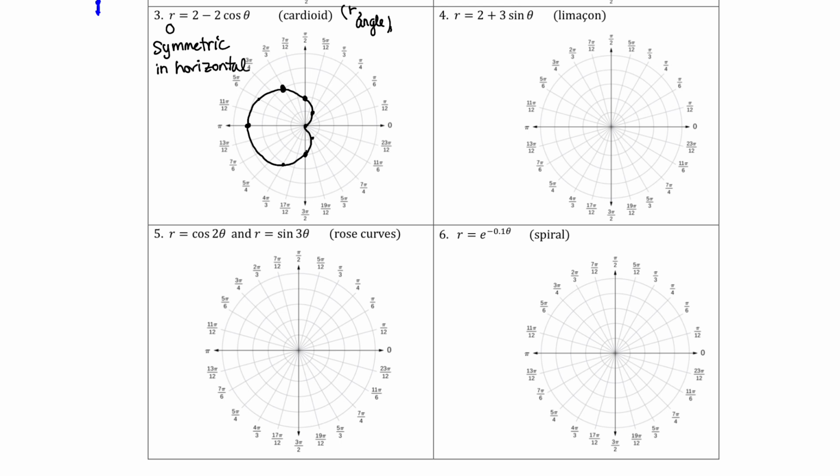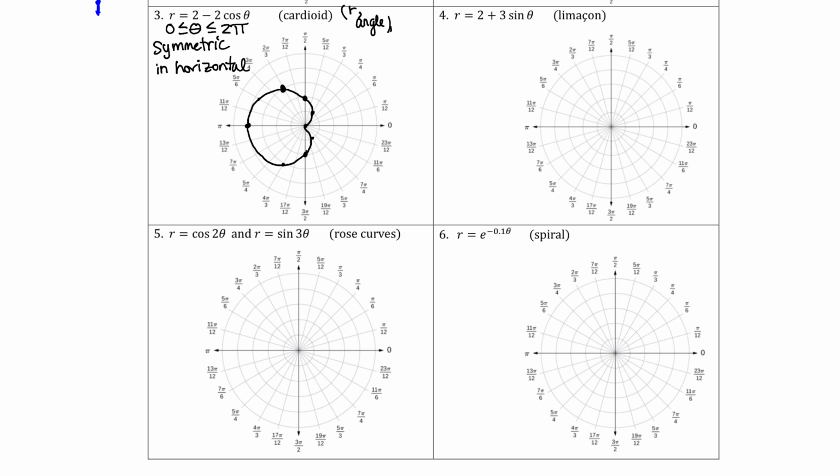Most importantly, in order to traverse this entire curve, you have to go 2 pi. 0 to 2 pi traverses the whole curve. If you just mess around and put in pi, you will only get half of your curve for this one. So 0 to 2 pi gives you that whole curve, and that's important.